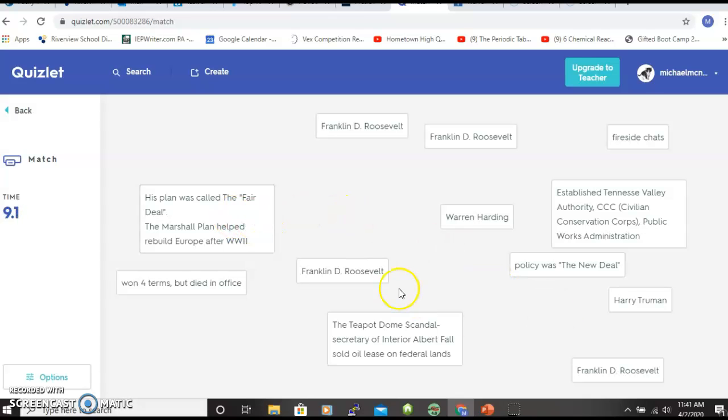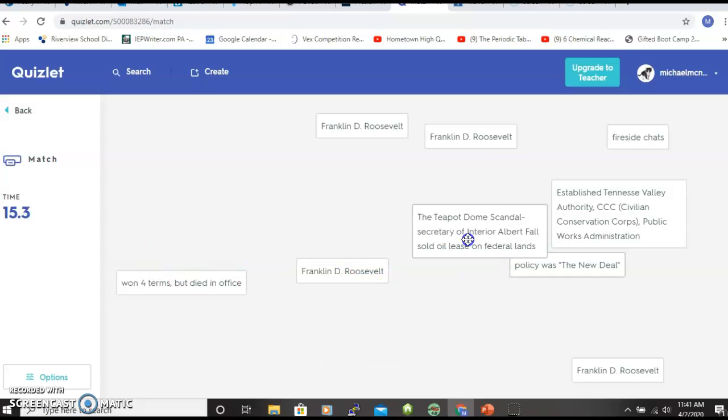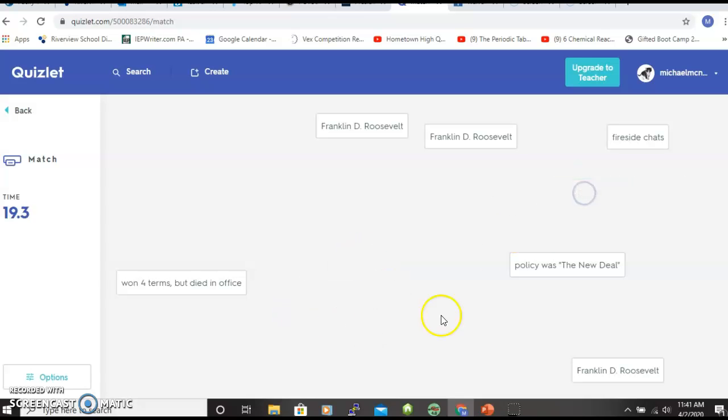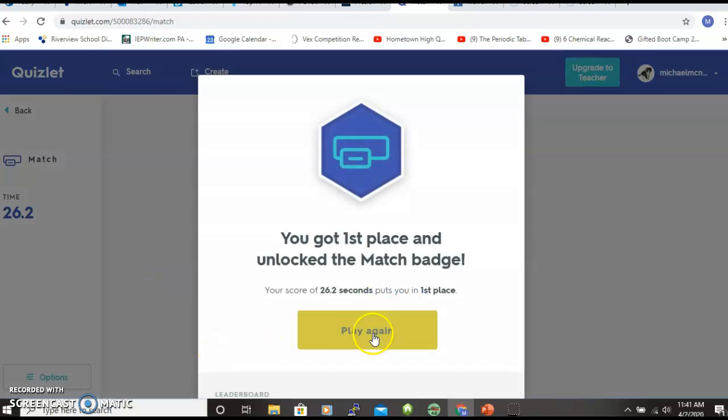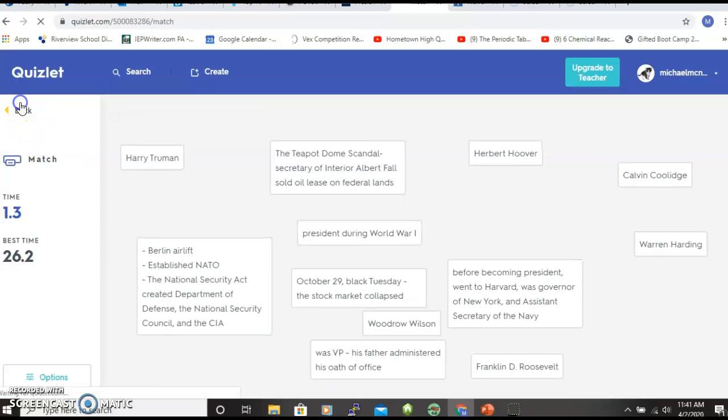The Fair Deal. Where's Harry Truman? Quick. Okay, at this point you already have those visual connections. Teapot Dome scandal, Warren Harding, Franklin Roosevelt, CCC. Policy was the New Deal, Franklin Roosevelt. Fireside Chats, Franklin Roosevelt. And all these were almost Franklin Roosevelt. But try to go faster. It'll make it more fun, and it will also build automaticity. So those are the steps that you ought to use.